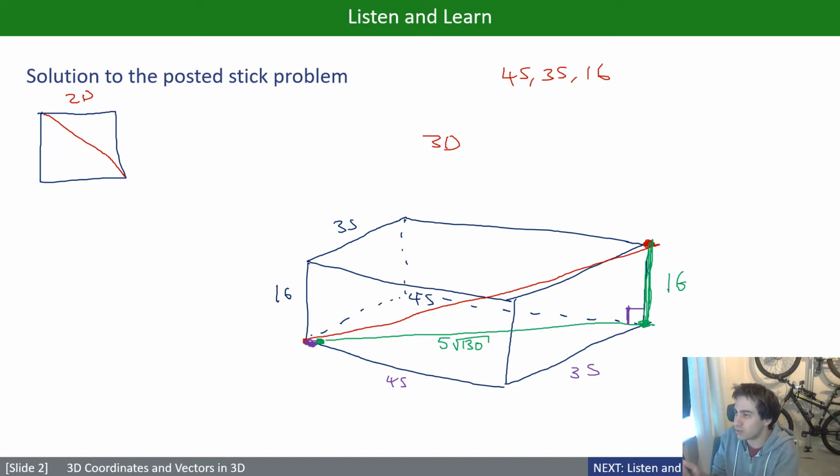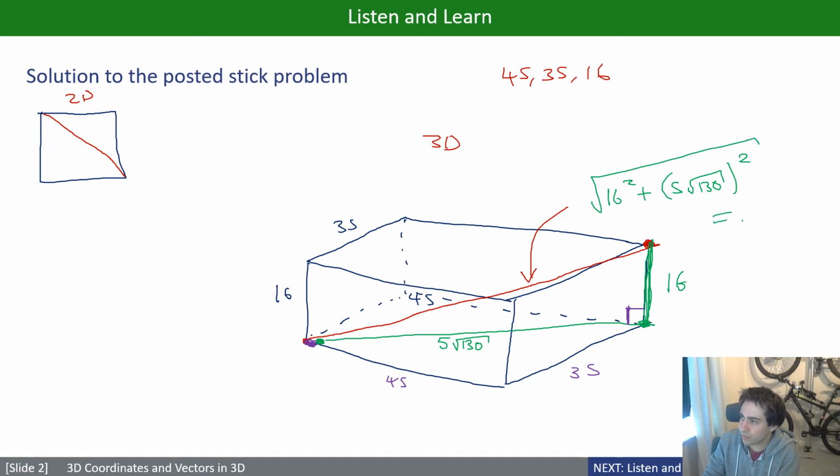It has a right angle, you know 2 of the sides, so therefore the final length here is going to be Pythagoras again: 16 squared plus (5 root 130) squared, and then square root the whole thing.